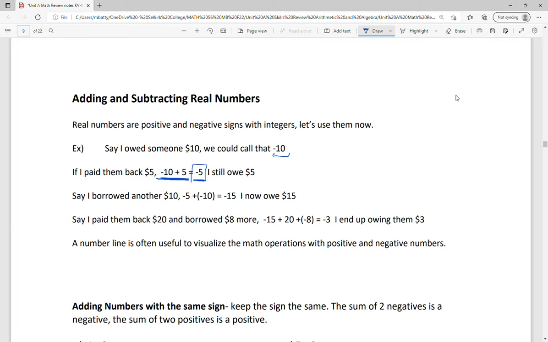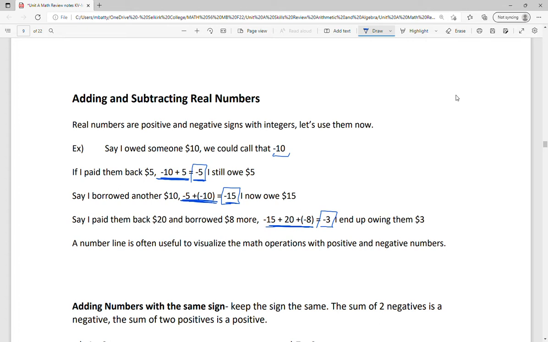So then I bum another $10 off them and say, hey, I need some more lunch. So I was starting at negative 5. I'm going to add another negative 10, so negative 15. If I was owing you this money, the math wouldn't be hard to do, right? So I now owe $15. So say I pay you back $20, right? And then borrow another 8. I could write that as a mathematical expression here, right? So negative 15 plus 20 would be up 5, minus another 8. I'd be ending up owing you negative 3 or $3.